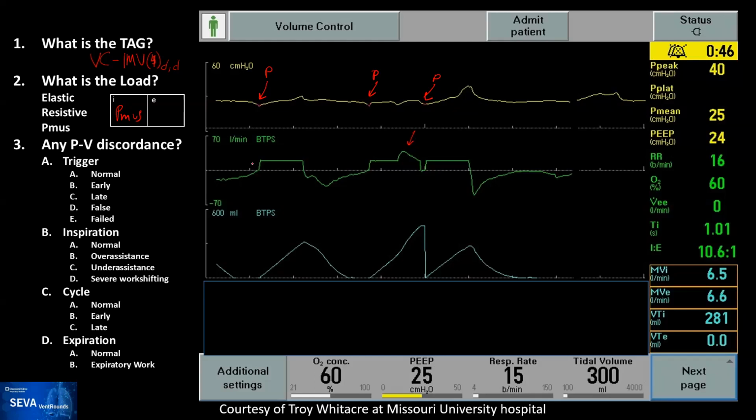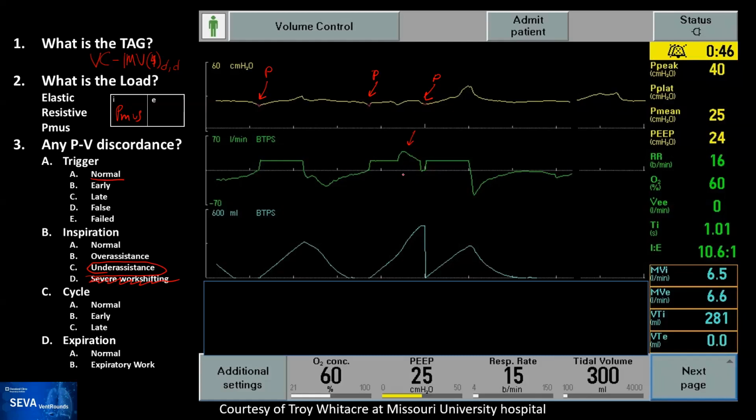Over here, I don't see other markers. So I would say that the trigger is normal, that there is under assistance. So this patient is getting no support from the ventilator, and at times it may be severe. I have to change this slide. This is a remnant of when I was practicing.